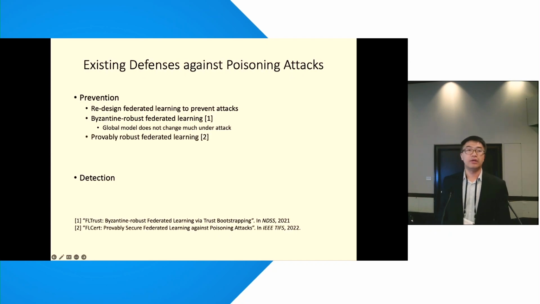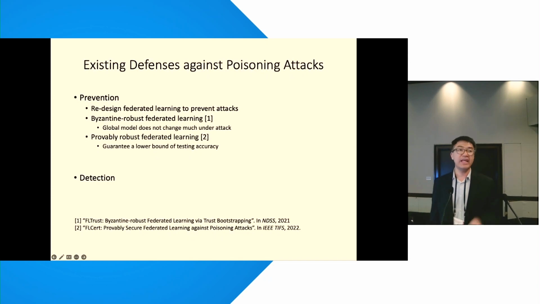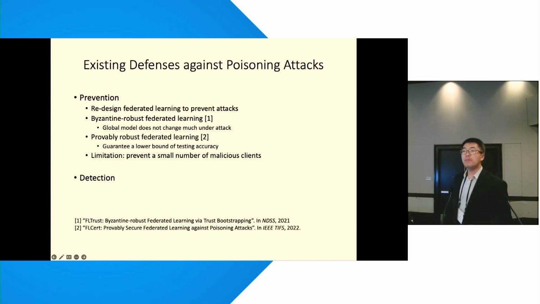Another category of prevention methods is known as provably robust federated learning, which can provide even stronger guarantees. More specifically, these methods can guarantee a lower bound of testing accuracy, no matter what poisoning attacks the malicious clients perform. However, a common limitation for all these methods is that they can only prevent a small number of malicious clients from poisoning the global model.